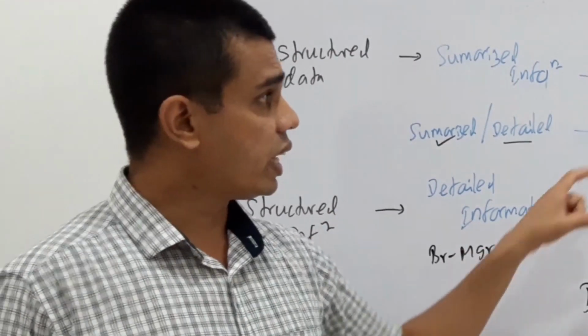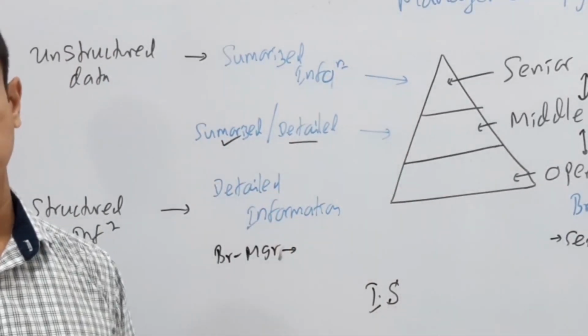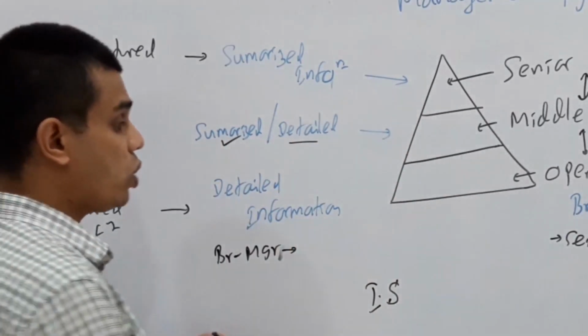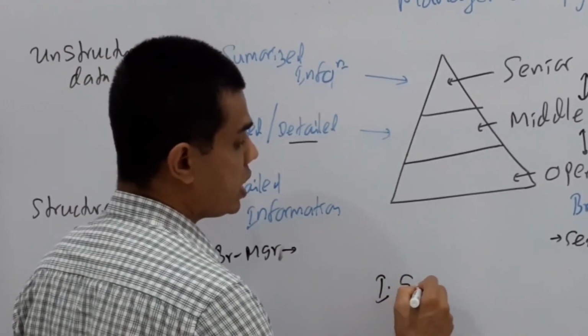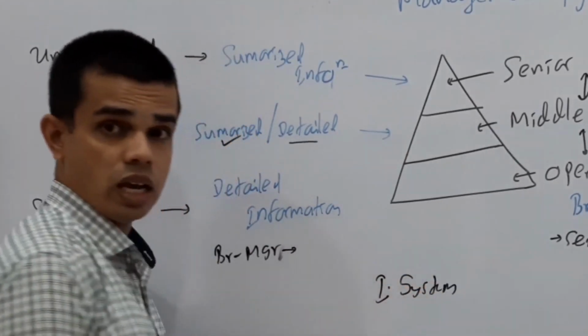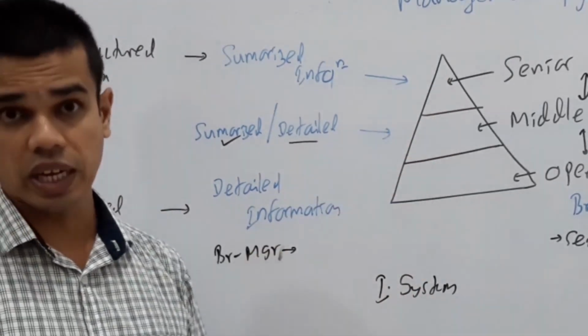Now you find that these levels need different types of information. Therefore, according to our ICT facilities, there are many different types of information systems made to supply the information requirement of each and every category.